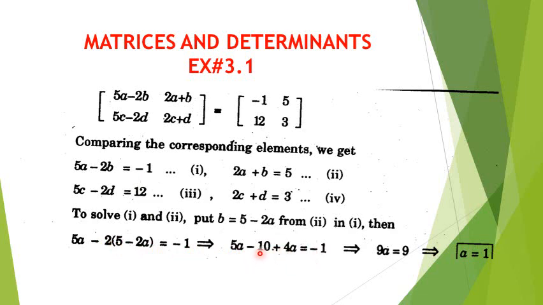Okay, now 5a plus 4a is 9a, and minus 10 should be shifted there. So plus 10 minus 1 is 9. So 9a is equal to 9. So 9 multiplied there becomes divide. So a is equal to 1.